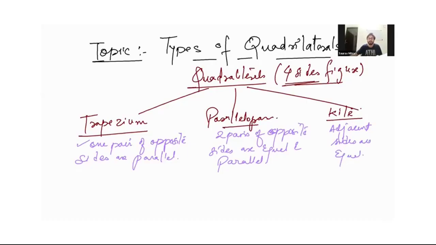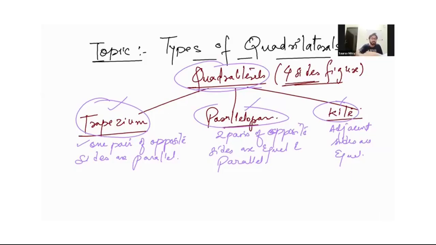So these are your quadrilaterals. Quadrilaterals can be trapezium also, parallelogram also, and kite also. If they say quadrilateral, you can draw any of these figures, either trapezium or parallelogram, if it is not mentioned there. But if it's strictly mentioned parallelogram, then you have to draw a parallelogram.